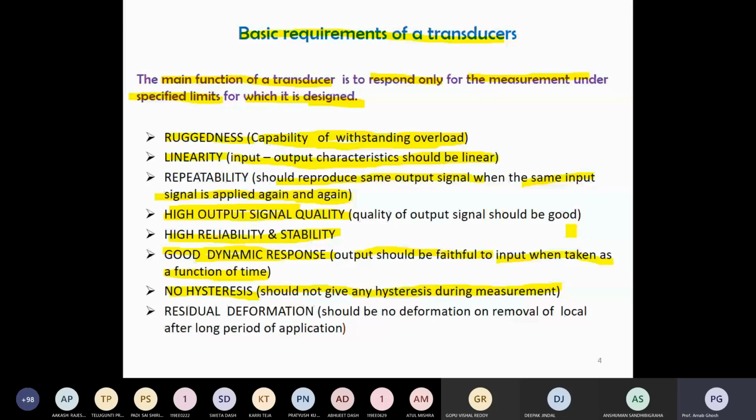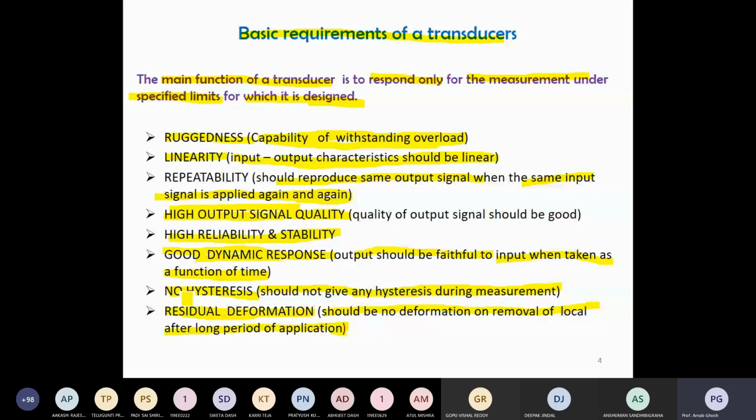The next one is residual deformation. Due to the hysteresis, some deformation is there. If hysteresis is there, the increasing and decreasing paths of the input are not the same, so some residual deformation will be there, which is not acceptable. Both these phenomena, hysteresis and residual deformation, should not be there, even after a long period of application.